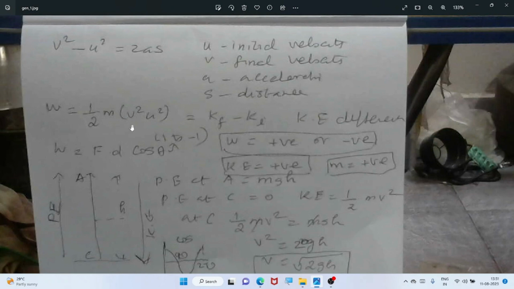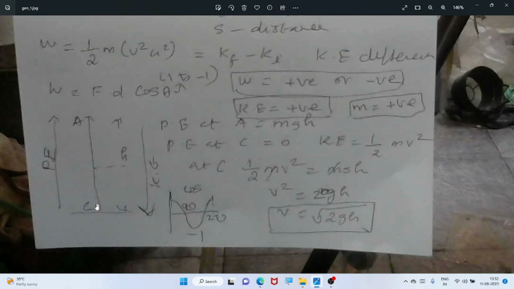That is, ½m(v² − u²), the final kinetic energy minus the initial kinetic energy. This is the difference. Work done is F·d·cos θ, force into displacement into cos θ. Cos θ can vary from +1 to −1: cos 0 is 1, cos 180 is −1. So the work can be positive or negative. But kinetic energy, because you square the velocity, is always positive. Mass is positive.